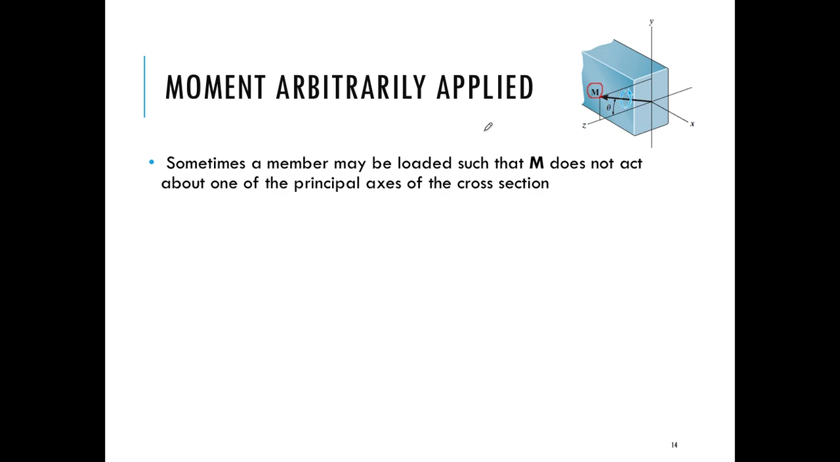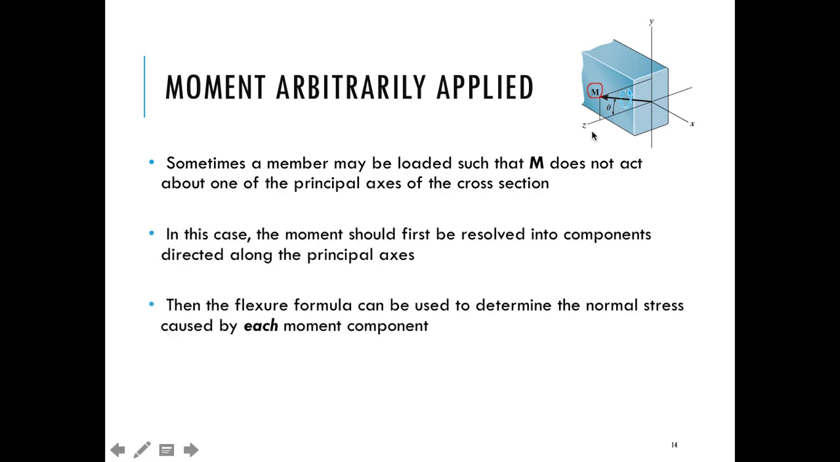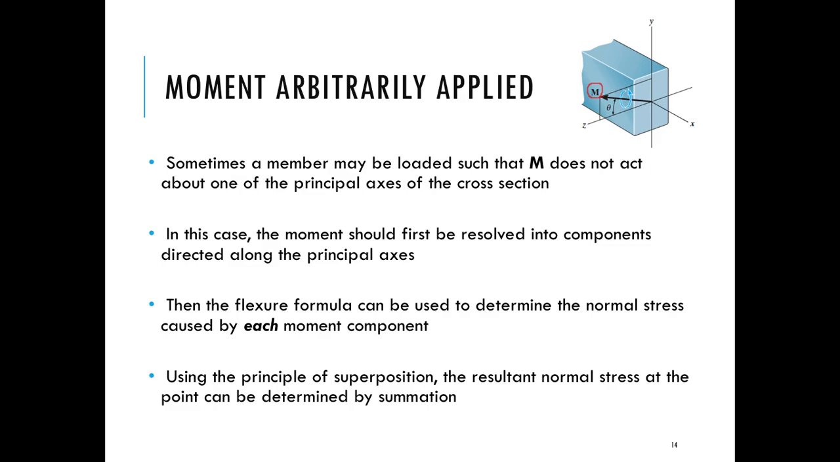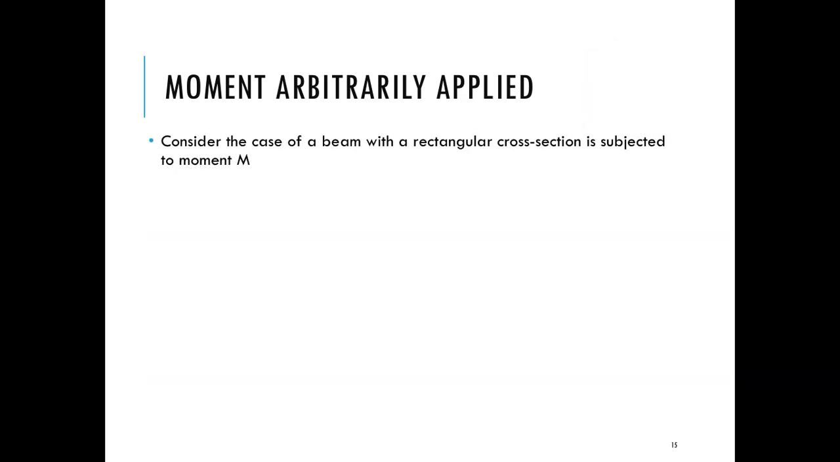Basically, what this problem involves is that we need to resolve our applied bending moment along the y and the z axis, then look at those individual components separately, and then finally apply the principle of superposition. Okay, so that's the series of steps that we will be following. Let's go through these one by one in more detail. As I've said, I have a problem in which my bending moment M is acting about some inclined axis, not about the Z axis.